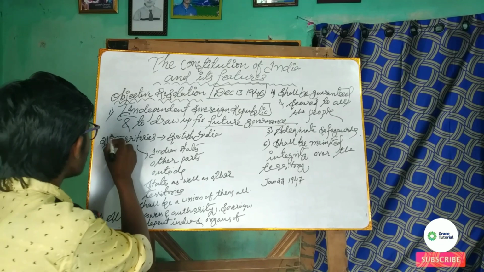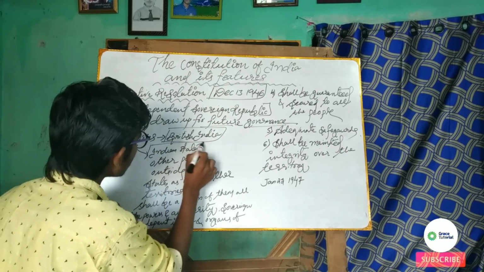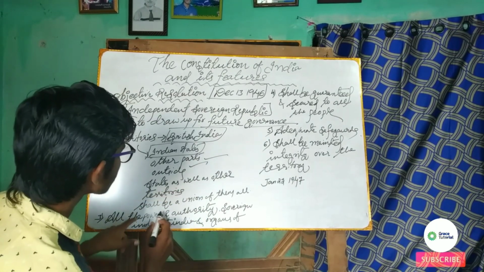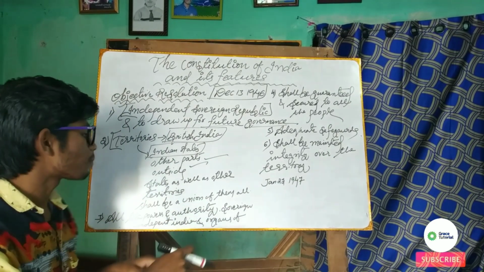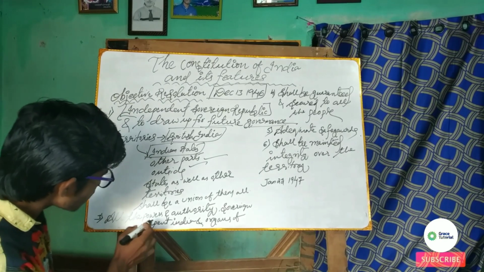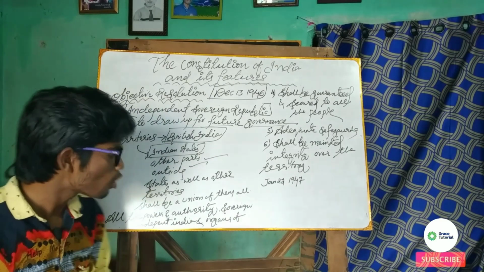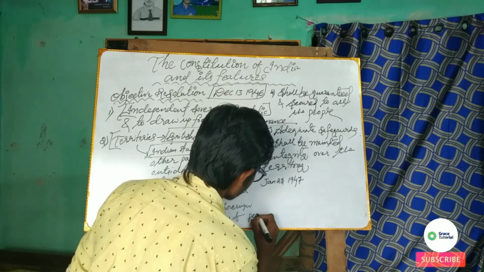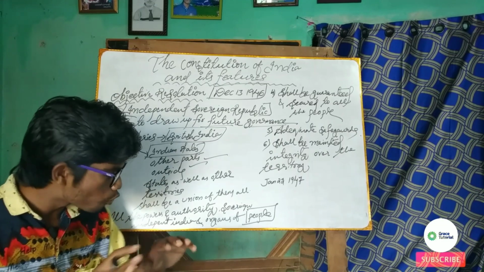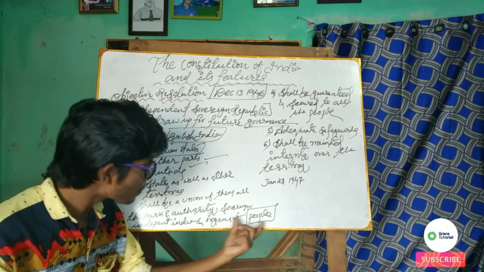Point number 2. It read that the territories that now comprise British India, the Indian states, and other parts of India outside British India and the states, as well as other territories, shall be a union of them all, constituted into a republic. And all the powers and authority of sovereign independent India and its constituent parts and organs of government are derived from the people.